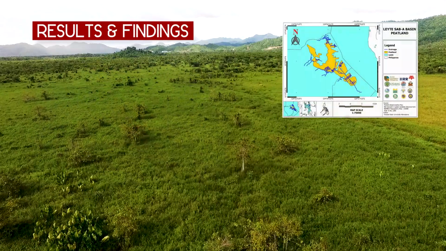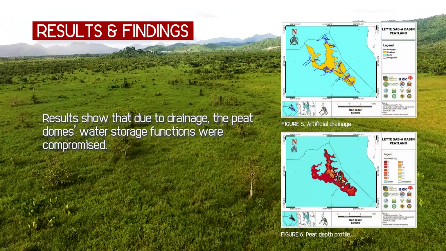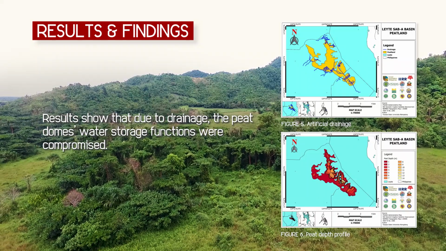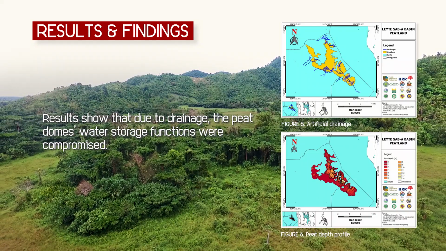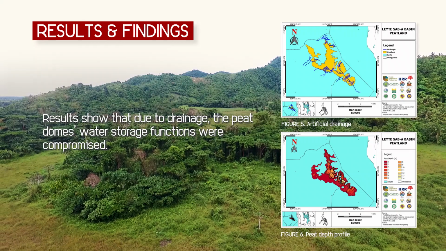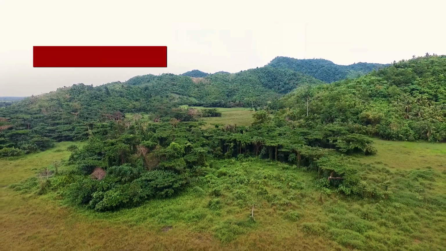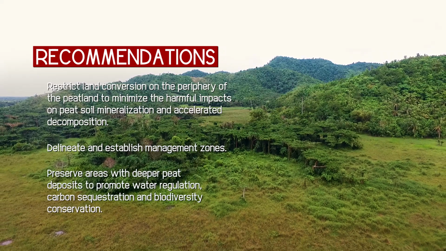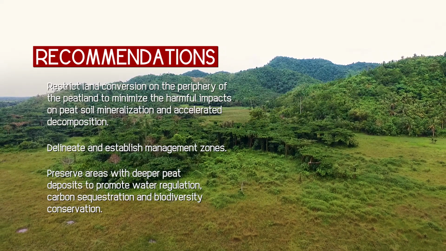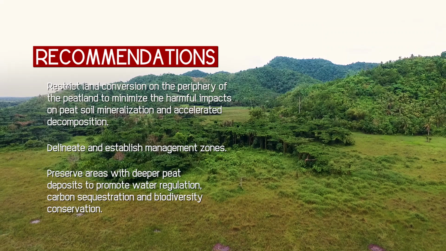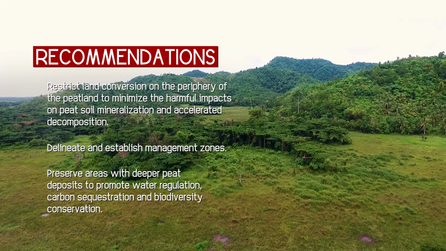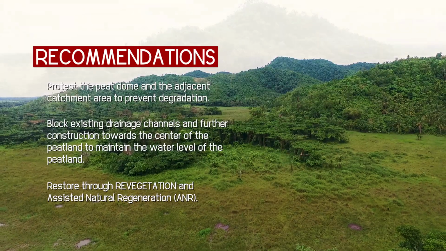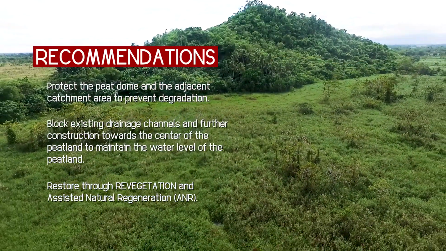However, due to artificial cropland drainage, these peat domes appear to be flatter, and risks of flooding are higher, especially in areas located downstream. With the information generated from these scientific processes, we will be able to protect, restore, and sustainably manage the Sab-a peat swamp forest for climate change mitigation, adaptation, and biodiversity conservation.